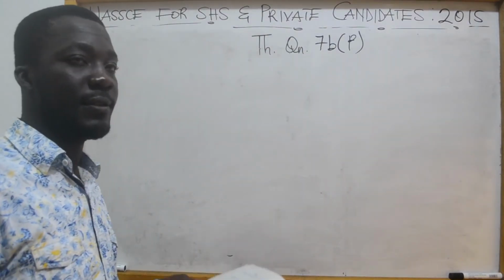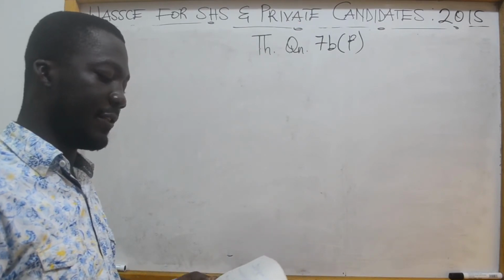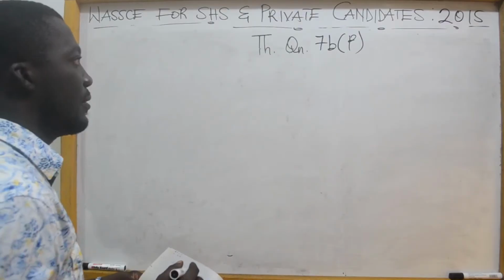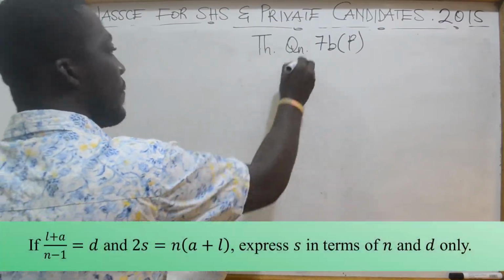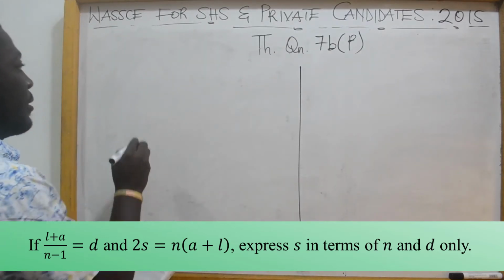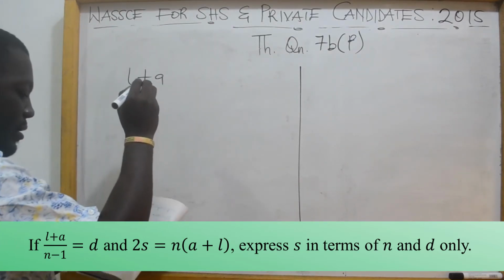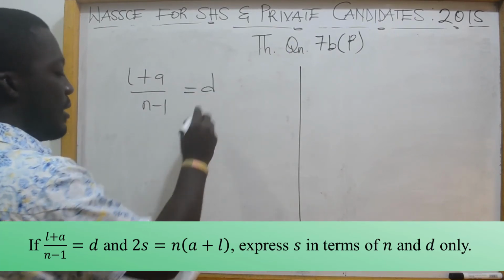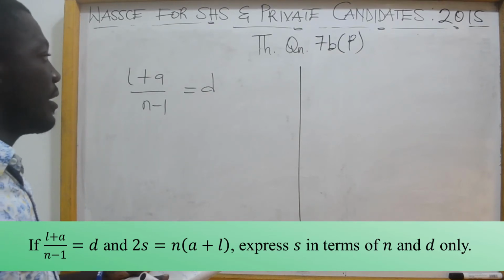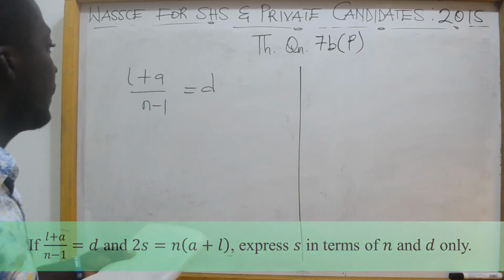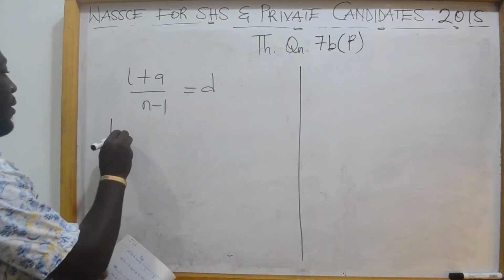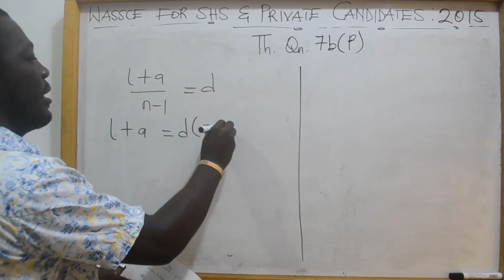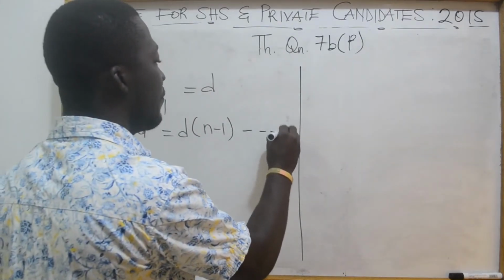Theory question 7b for private candidates says if L plus A over n minus 1 is equal to D, and there is another expression there, but first of all, let's try to make this linear. So L plus A is equal to D into bracket n minus 1, and call this one equation 1.